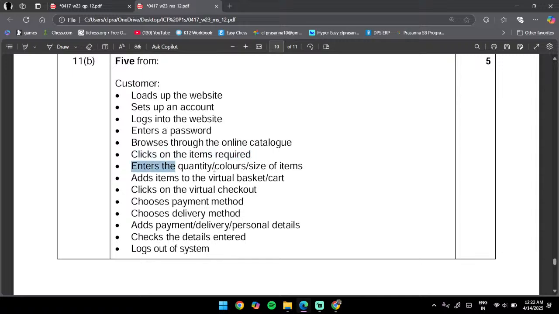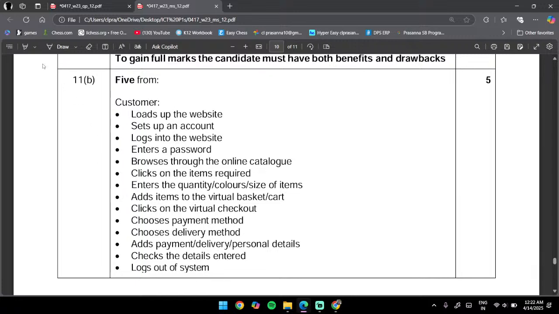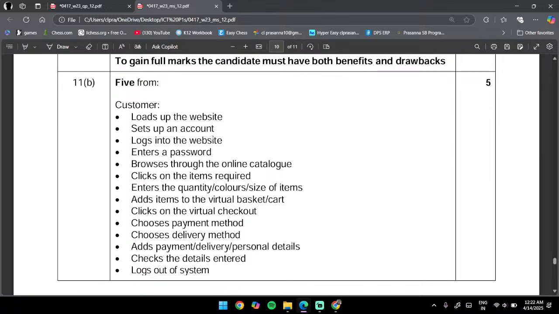Click on the item required, enter the quantity and size, add items to the virtual cart, click on the virtual checkout, payment method, delivery method, add details, check the details, and then log out of the system. Trust me, ICT has been really generous with this particular question. Not all the other questions, but this particular question for sure.